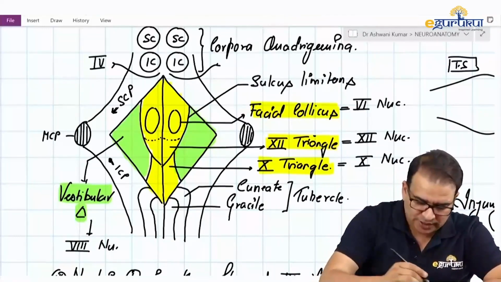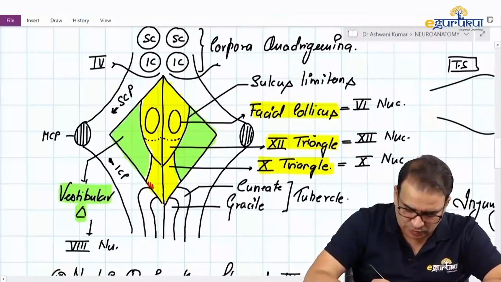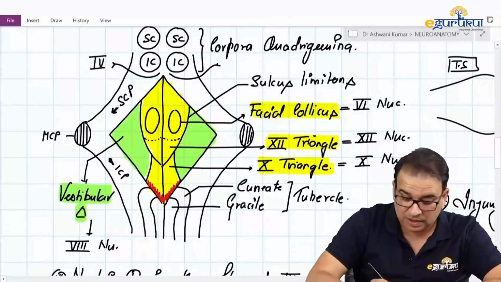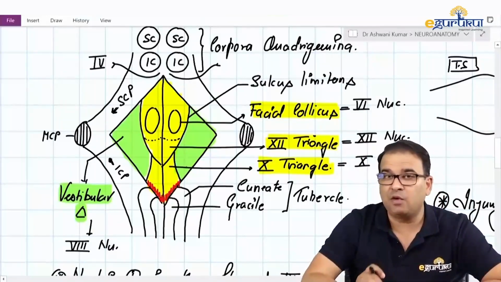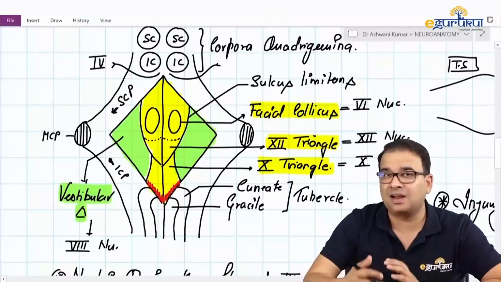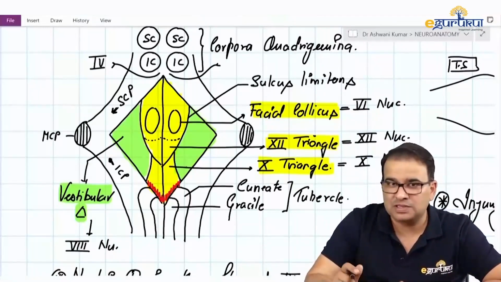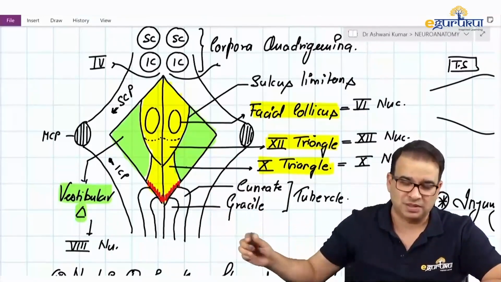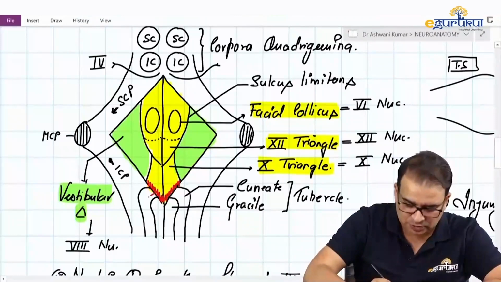It is also to be noted that this inferior angle of the fourth ventricle is the site where the blood-brain barrier is not present. And what we said, the areas devoid of blood-brain barrier are called circumventricular organs, and one of the circumventricular organs is here only. That is what? The area postrema, the vomiting center, the area postrema.